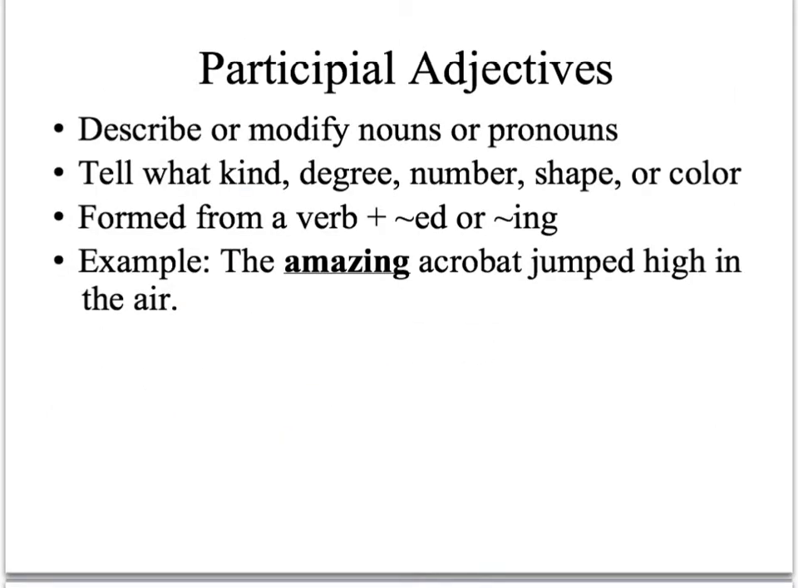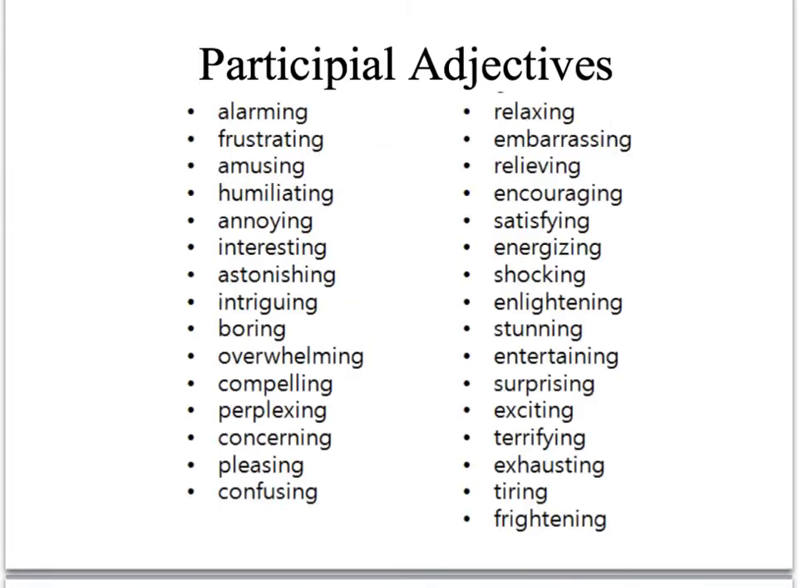All right, now we're going to move on to participial adjectives. Because they're adjectives, they describe and modify nouns. They tell kind, degree, number, shape, and color. But unlike compound adjectives, participial adjectives are formed by either using ed or ing in the verb. It's a verb plus ed or ing, as in, the amazing acrobat jumped high in the air.